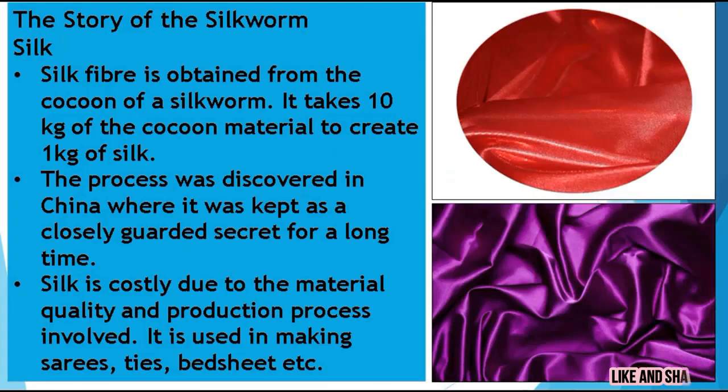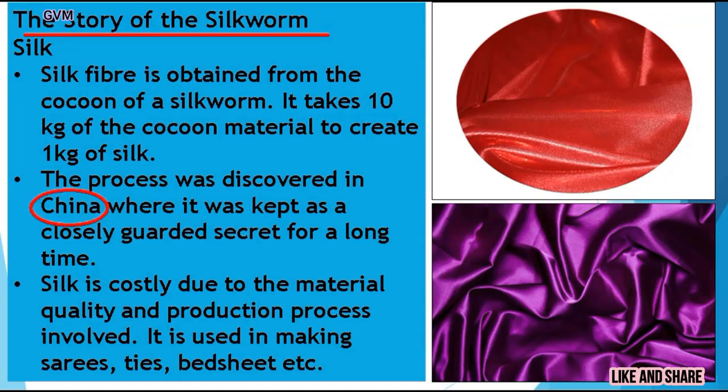Now students, as you can see here the heading, the story of the silkworm. So students, the first natural fiber that we get from animals is silk. This silk fiber is obtained from the cocoon of a silkworm, and to create 1 kg of silk needs about 10 kg of cocoon material. And students, the whole process of making silk from silkworm was first discovered in China.